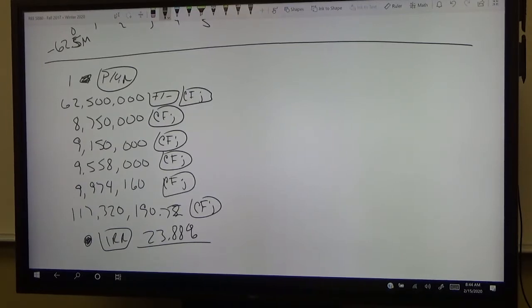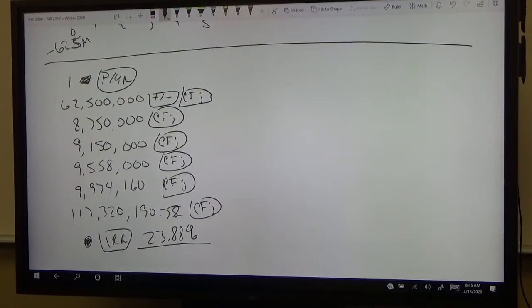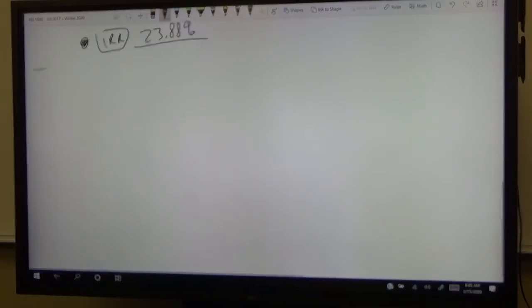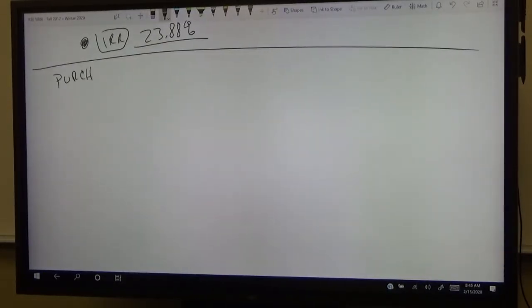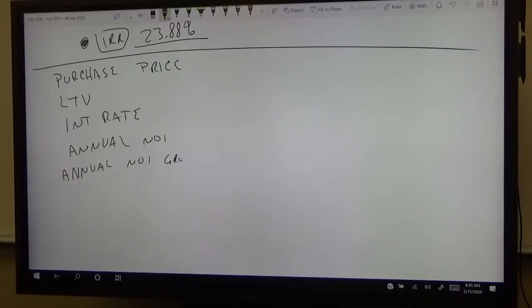Let's make sure that you can do one of these from scratch. You give me the numbers that you want to use. You've got 1, 2, 3, 4, 5, 6, 7 inputs. We're going to write them down up here in terms of the assumptions. This will be the thing to fill in on the first sheet of the stapled pages. We've got LTV, the interest rate, annual net operating income, annual NOI growth rate, residual cap rate, and then finally the developer promote percentage.